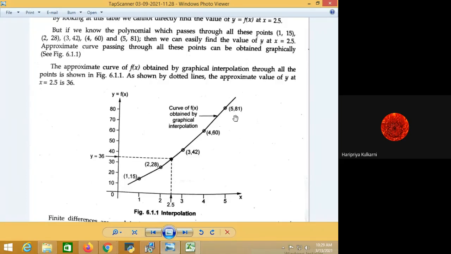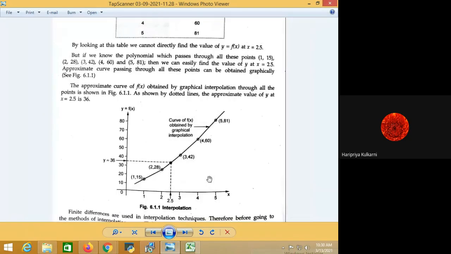Okay, and the use of interpolation is that we can find the corresponding value of a function at any other data point. For example, we are interested in finding it at 2.5. We will take the point 2.5 on the function, and wherever it cuts, read the y-axis. The corresponding y-axis value is, say, 36. Then the function value is 36 at 2.5. So this is what interpolation is.